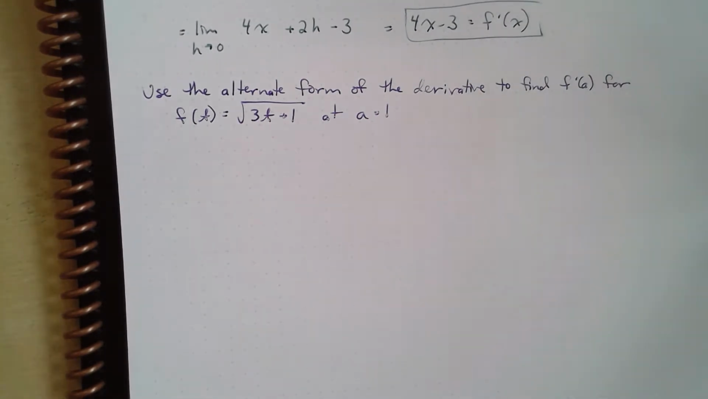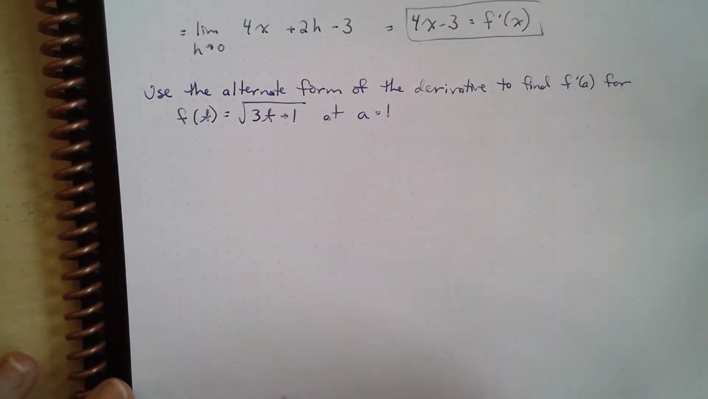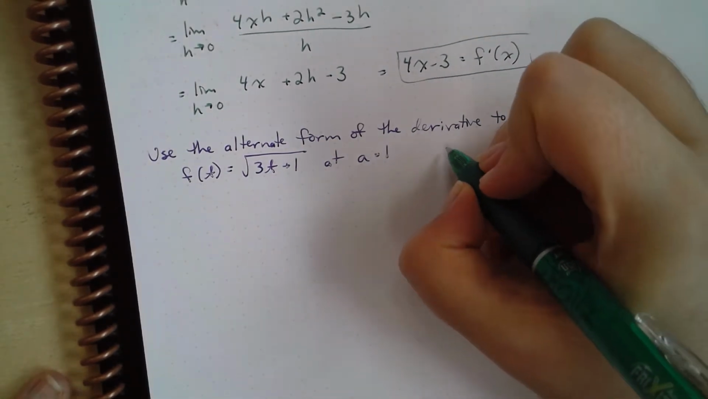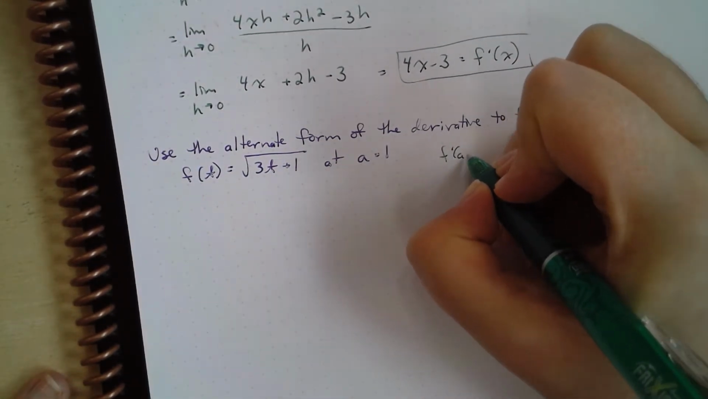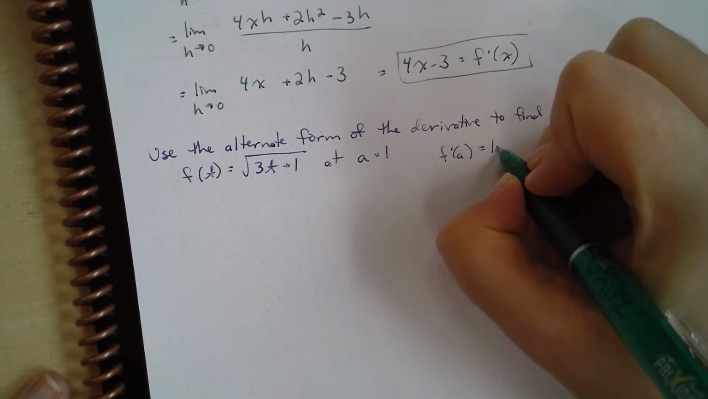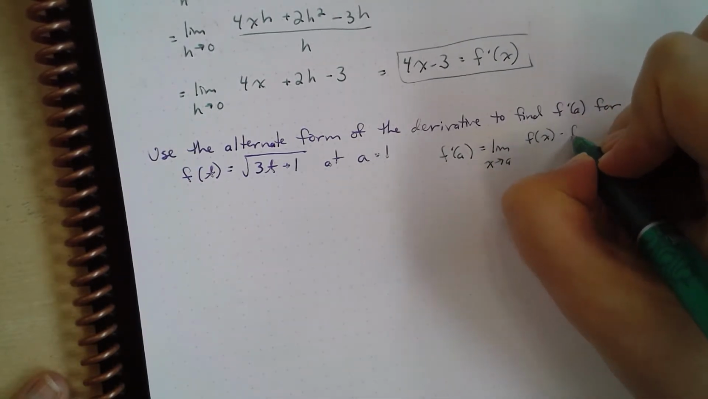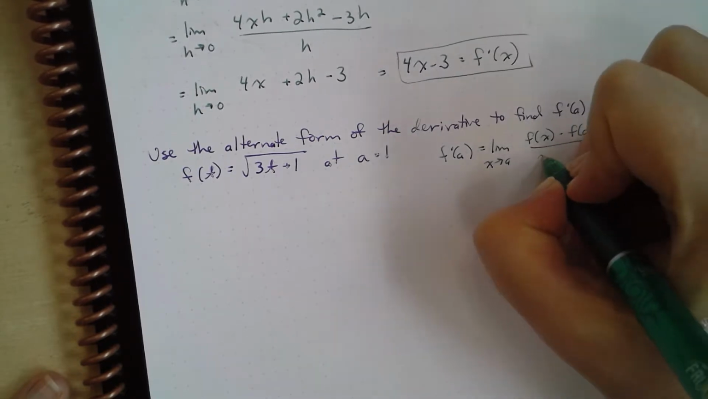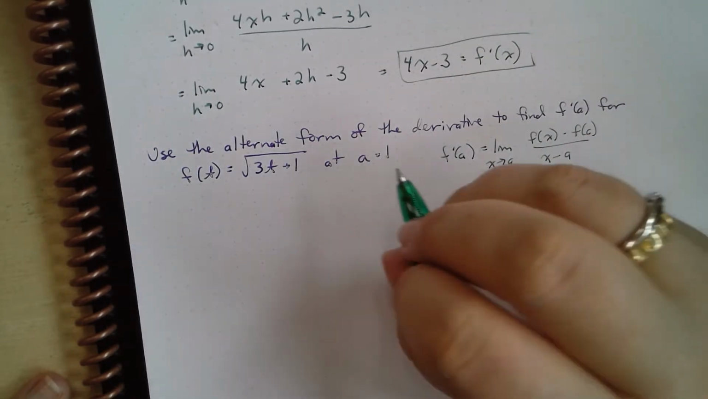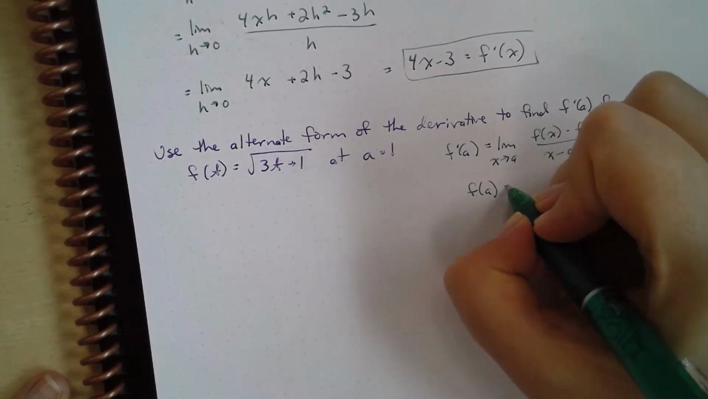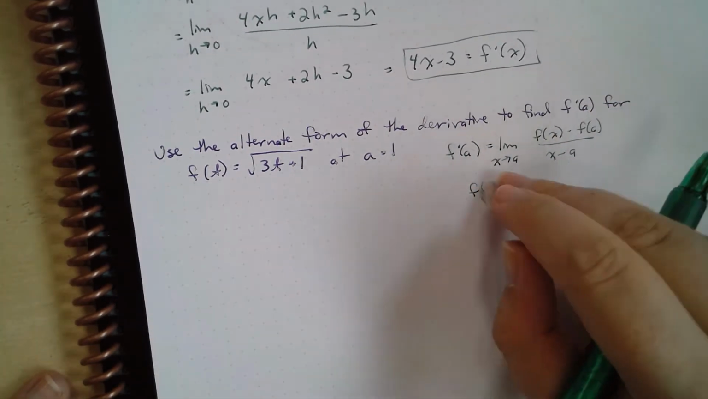We want to use the alternative form of the derivative to find f prime of a, for f of t equals the square root of 3t plus 1 at a equals 1. Well, first thing that we're going to need, we're going to use that definition: f prime of a is equal to the limit as x approaches a of (f of x minus f of a) over (x minus a). Well, first we need to find what is f of a. So f of a, in this case, a is equal to 1.